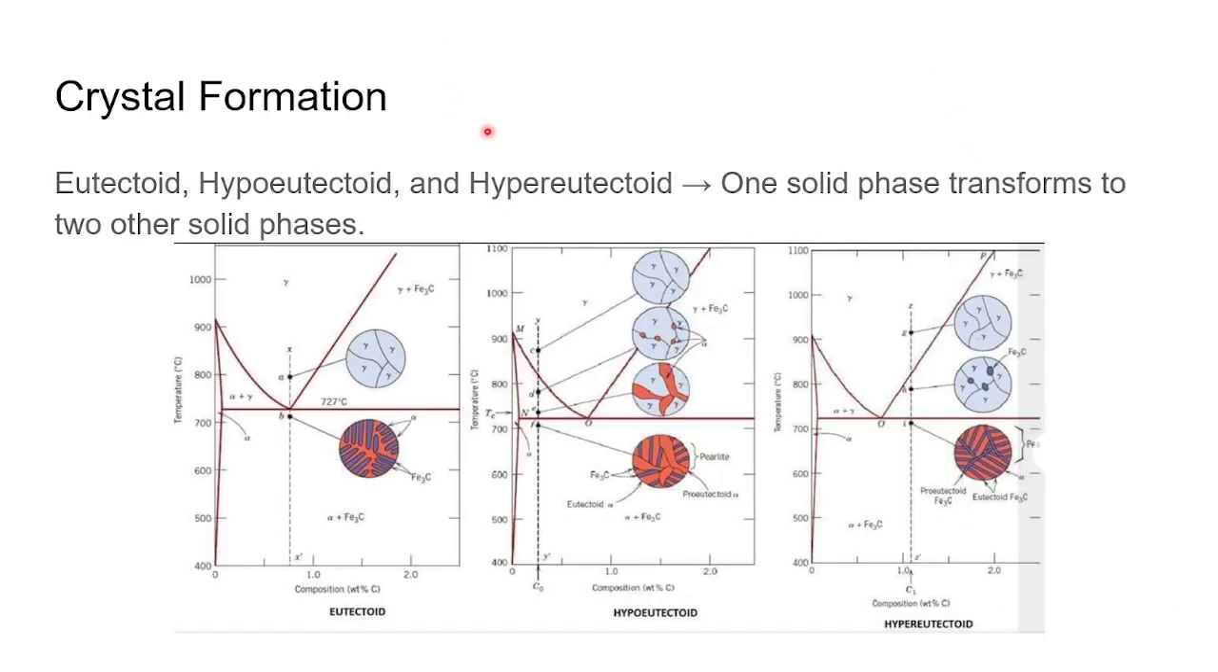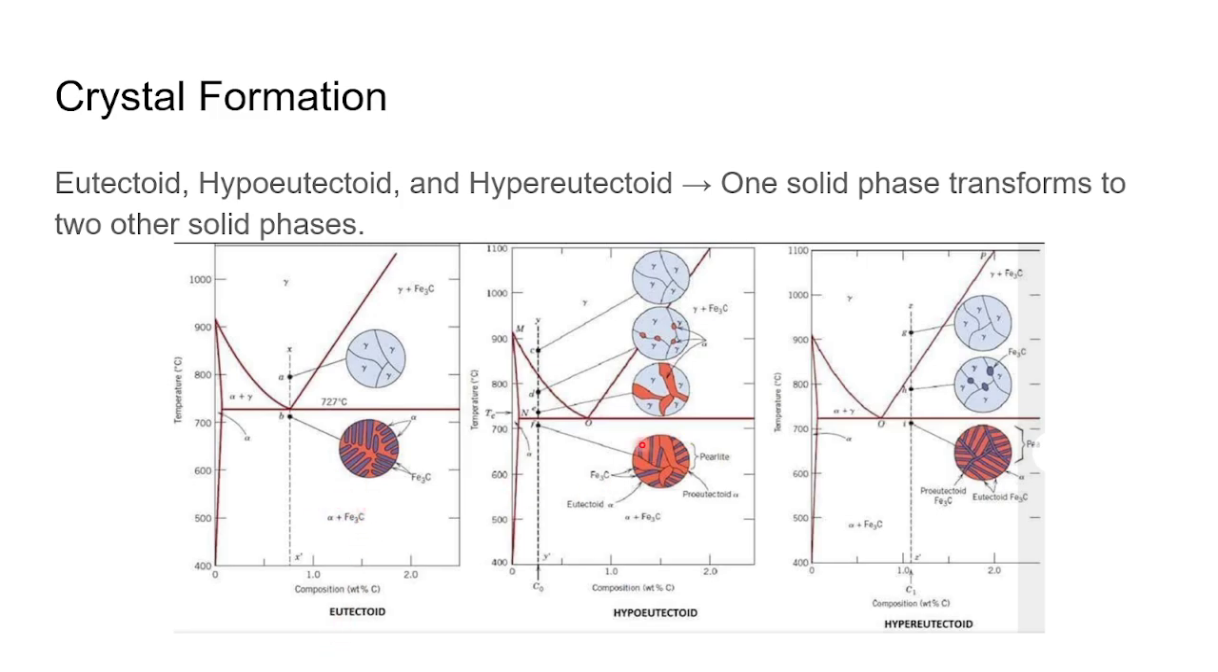Eutectoid. What does it mean? Eutectoid is when a single solid phase transforms into two different solid phases at the same time at a specific temperature and composition. Gamma, represented by light blue, turns into iron carbide, and alpha, represented by the orange and blue.